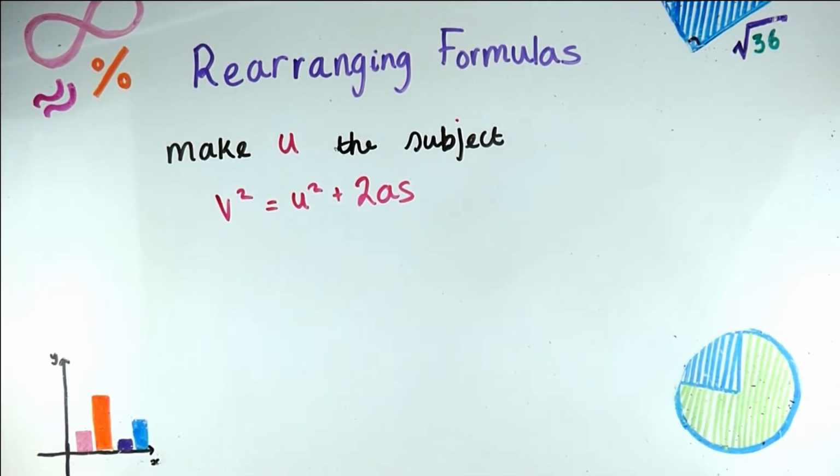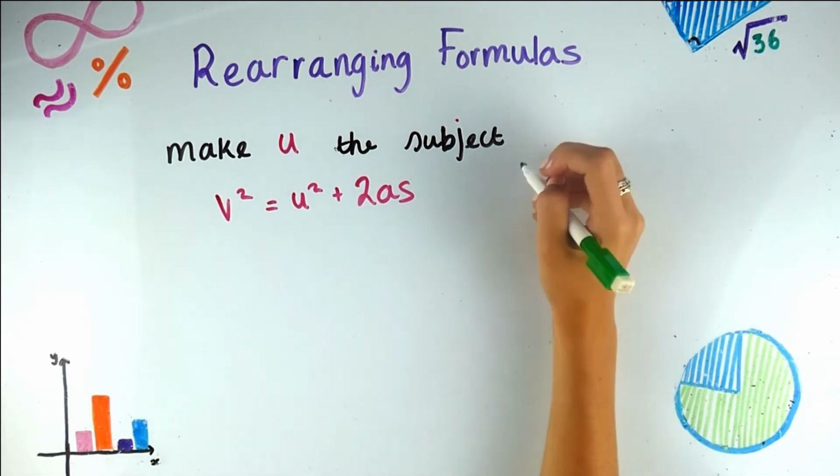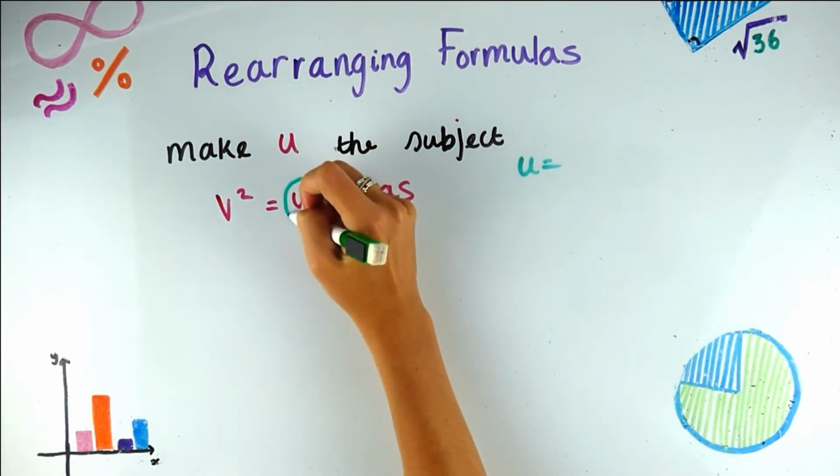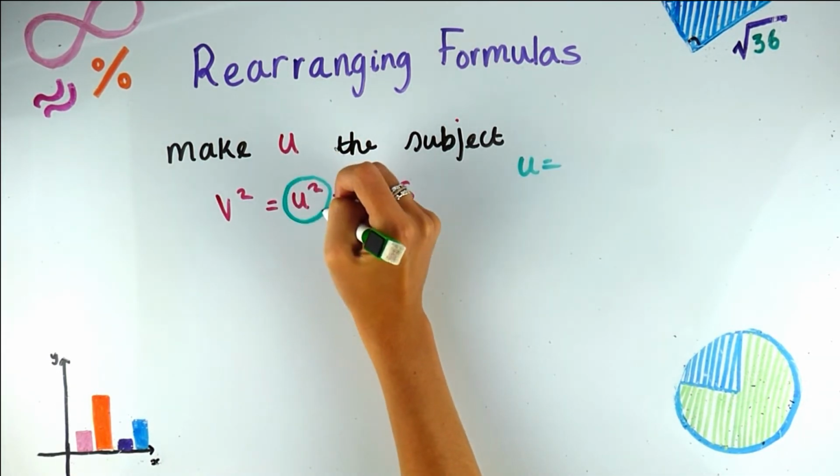Okay, I know what you're thinking. You're seeing squares in your exam paper and you're thinking, why me, why me, why me? Like, none of my practice papers had squares in. Why put them in now? But it's fine, we know what to do, and we're practicing it now. So, make u the subject, so we want u equal something. So first, just like we've got u squared, let's just get the u squared on its own.